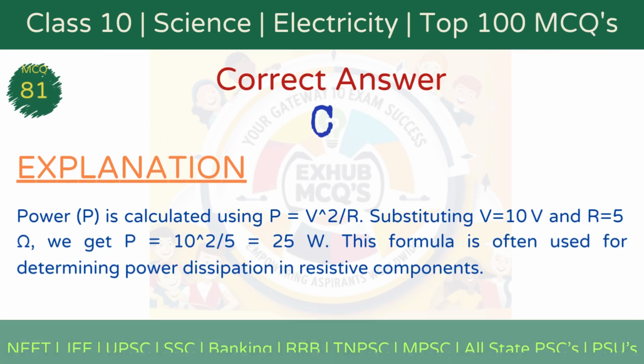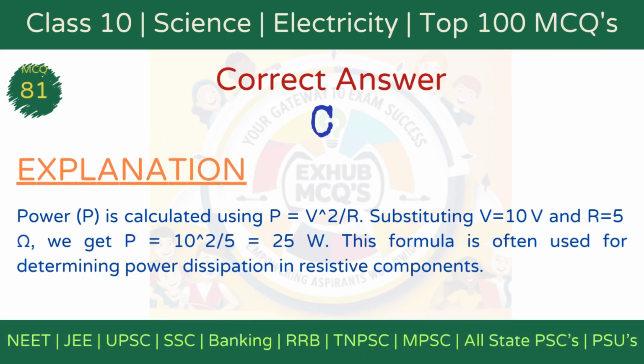The correct answer is option C, 25 watts. Explanation. Power is calculated using the formula P equals V squared divided by R. Substituting V equals 10 volts and R equals 5 ohms, we get P equals 10 squared divided by 5, which is 100 divided by 5, resulting in 25 watts.